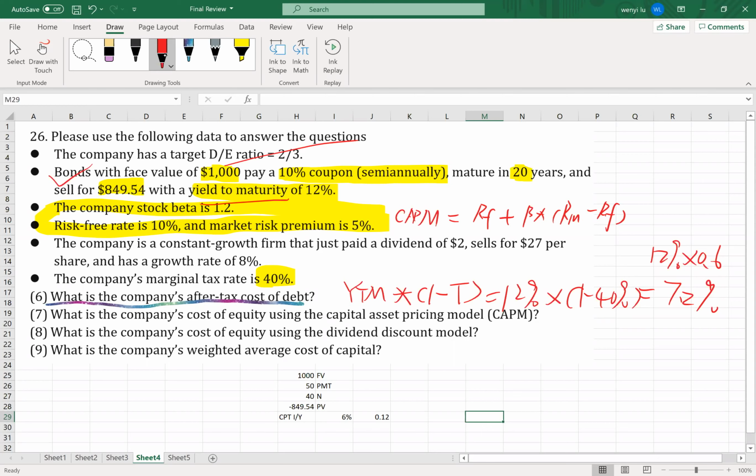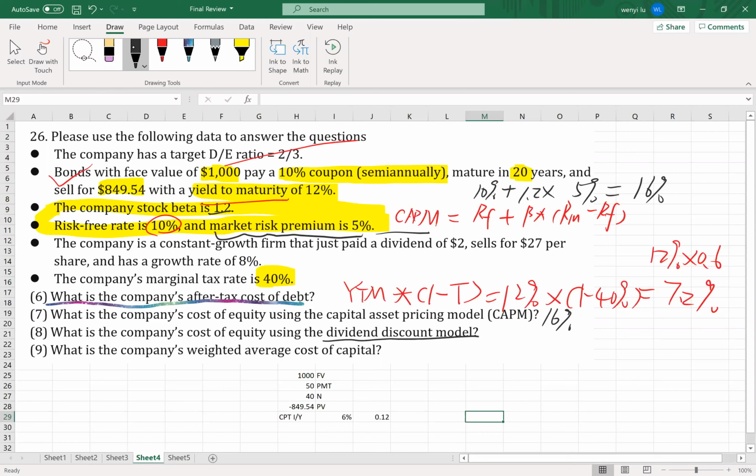And what's the risk-free rate? It is 10%. 10% plus the beta 1.2 times RM minus RF, our market risk premium. So the whole bracket right here must be 5%. So 10% plus 6% equals 16%. As for the CAPM model, the cost of equity should be 16%.